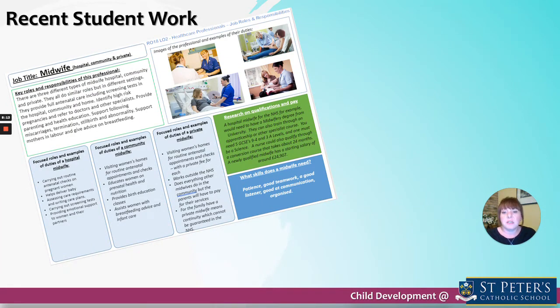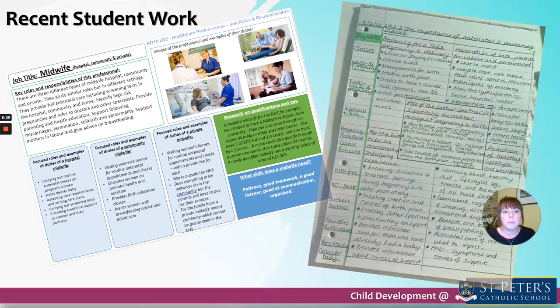So this is a student in year 10 who was doing some job role cards, looking at various parts of the healthcare sectors, the roles, responsibilities, and duties, finding out about pathways, qualifications, etc. Note taking is really important in child development. So being able to condense notes.